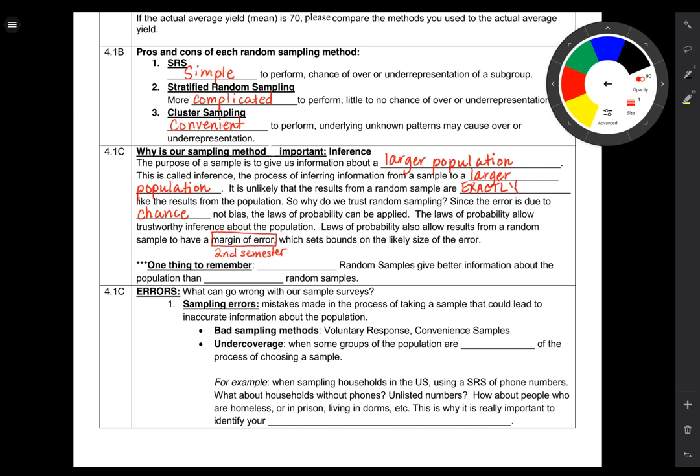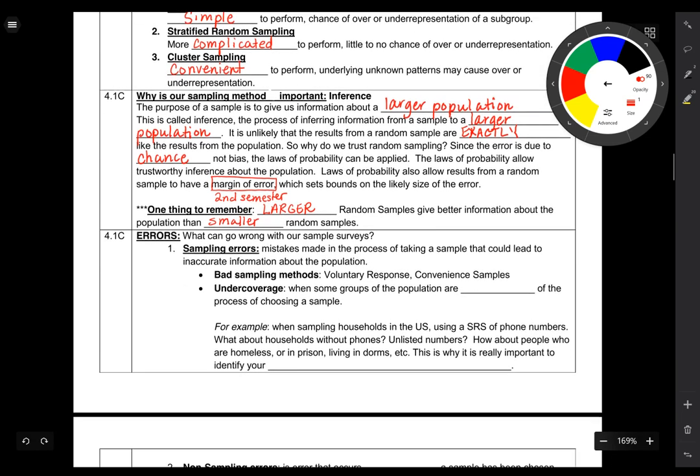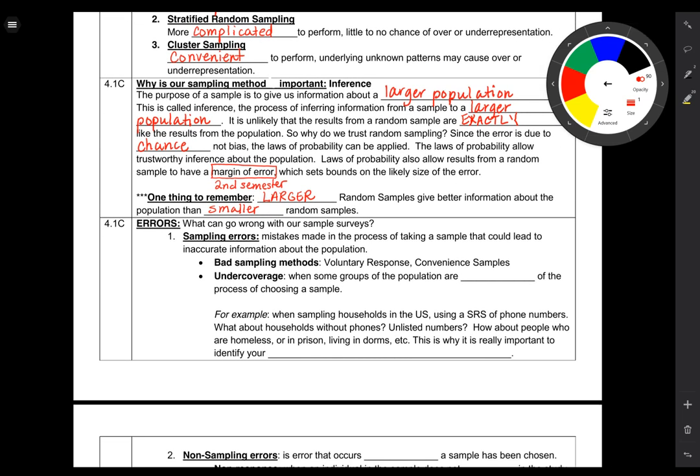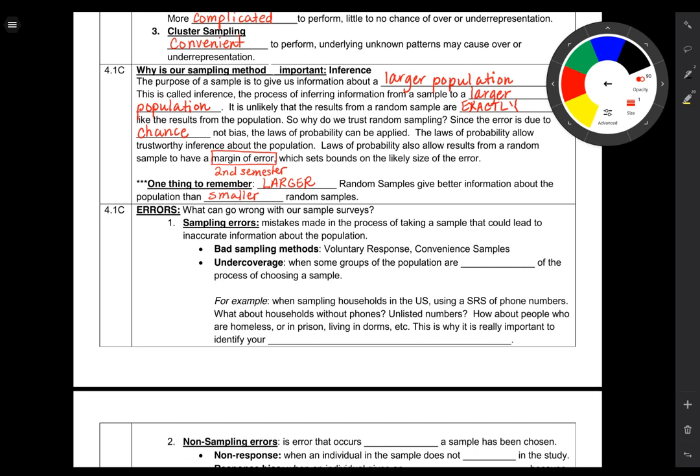One thing to remember though, larger random samples give better information about the population than smaller random samples. However, there still has to be a limitation, because you can't have such a large random sample. It's costly, and it's harder to obtain that larger sample size. So there has to be some kind of in between. But a larger random sample will give better information about that population than the smaller one.